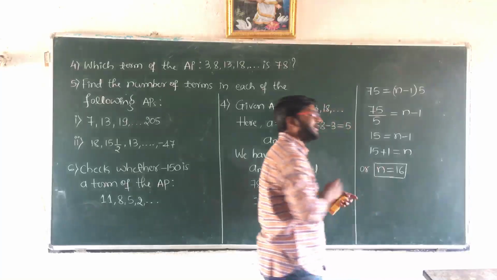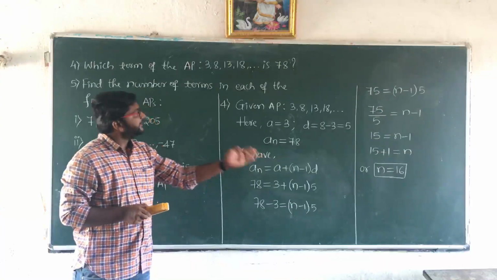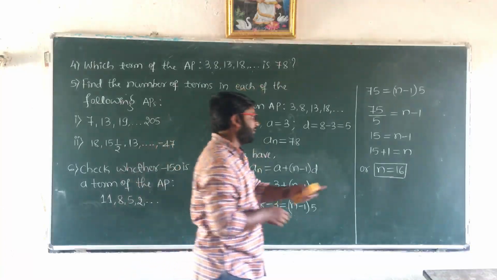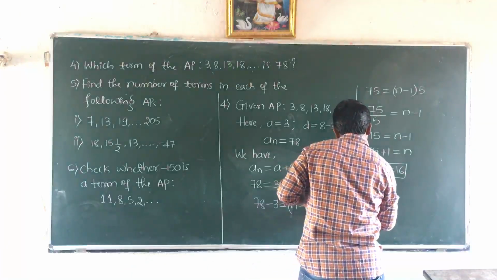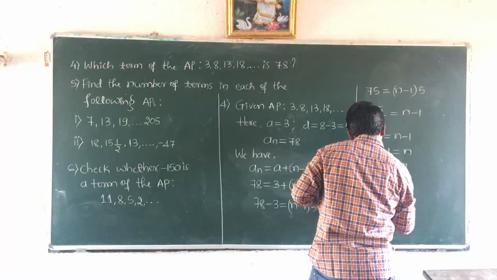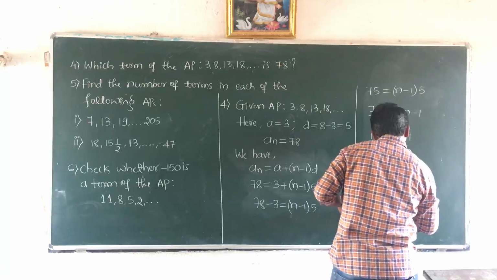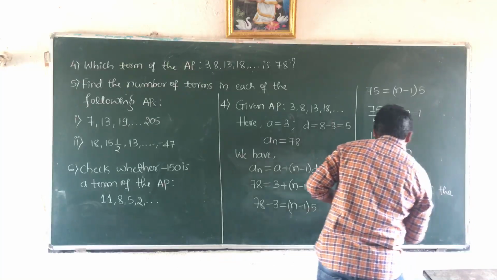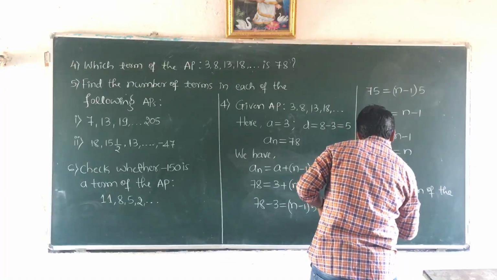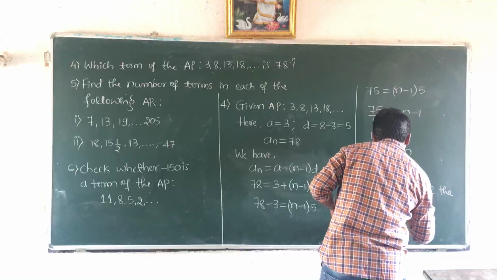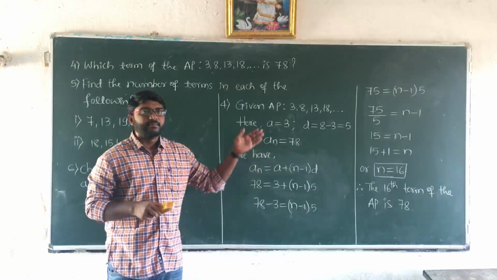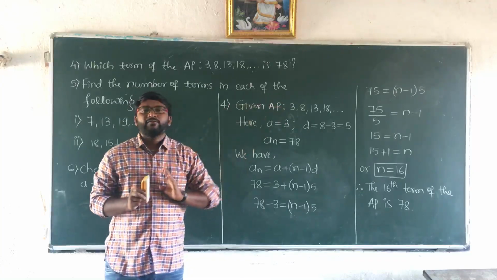So what does it indicate now? The 16th term of this particular AP is 78. That we have to write. Therefore the 16th term of the AP is 78. So this is all about the fourth main question.